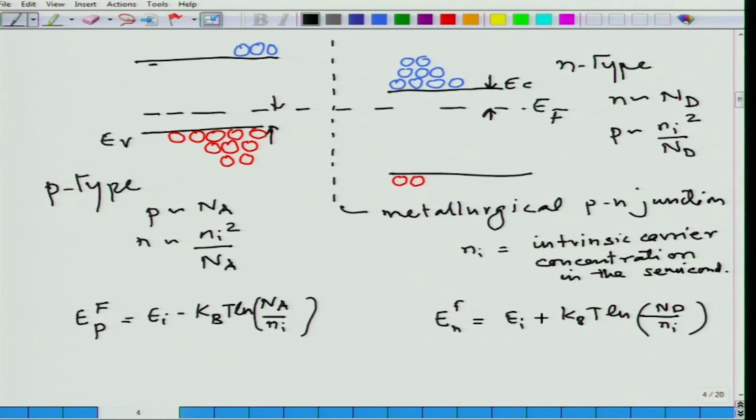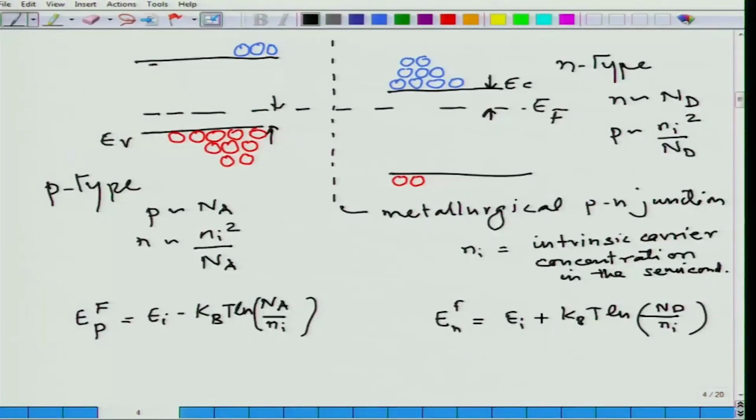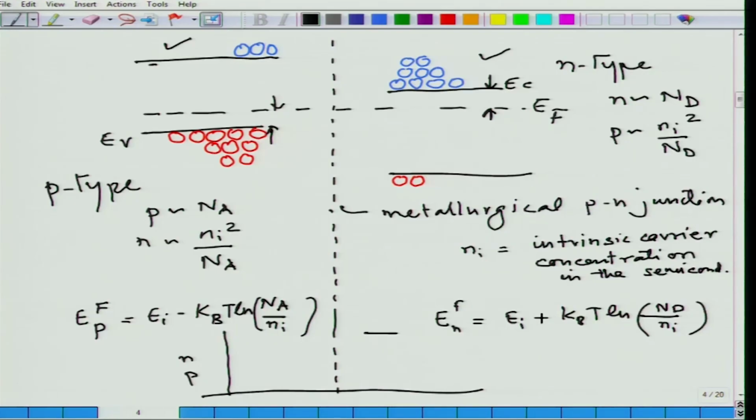So, now this is the situation before we brought both n and p type semiconductor together. Now, you can easily see what is happening if I only look at the carrier concentration of electrons: there are more electrons here and less here. So, there is a carrier gradient across this junction. If I were to plot across this junction, what is the n and p concentration? There is more n concentration here and less here, and p concentration is more here and less here.